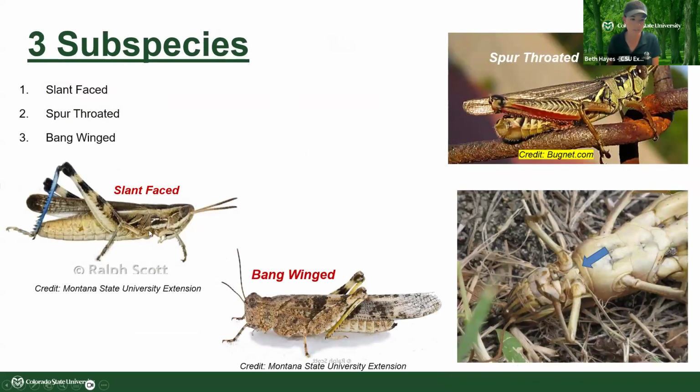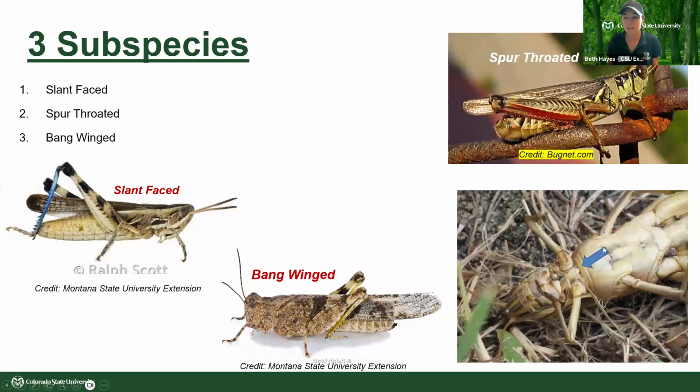These are pictures of them. Slant-faced looks exactly like what it sounds like. Their faces are extremely slanted. There's an extreme angle to them. For those of you that have taken in-person classes with me on grasshoppers, I have examples of these that I have kept, and their faces are extremely angled. If you look at that picture compared to the other two, they have very rounded faces. These guys are extremely at an angle. So the quickest way: if their face is really angled, it's slant-faced.